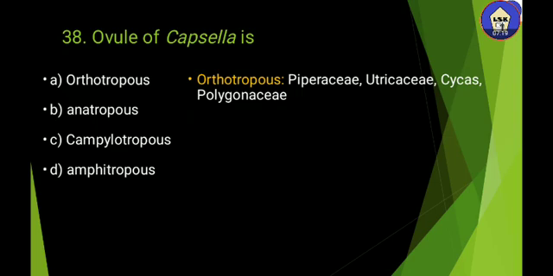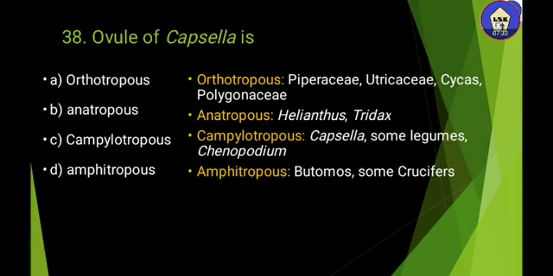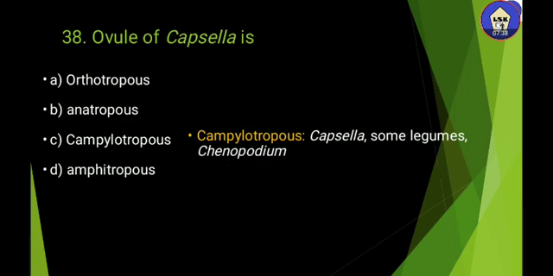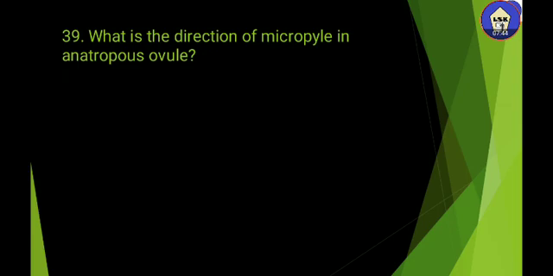Orthotropous means straight. It is commonly found in Piperaceae, Urticaceae, Cycads, Polygonaceae. Anatropous is found in Helianthus, Tridax. Campylotropous is found in Capsella, some legumes, Chenopodium. Amphitropous is found in some crucifers. So definitely the answer is Campylotropous. So Campylotropous is the answer to question number 38.